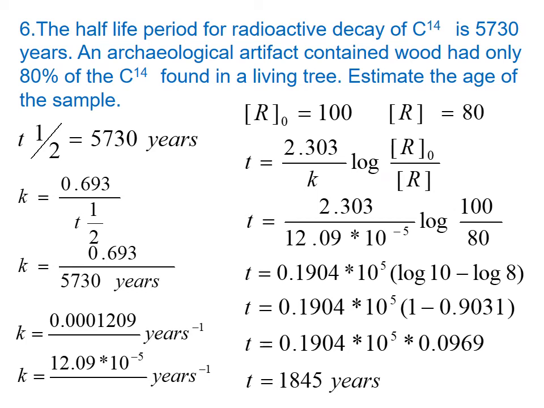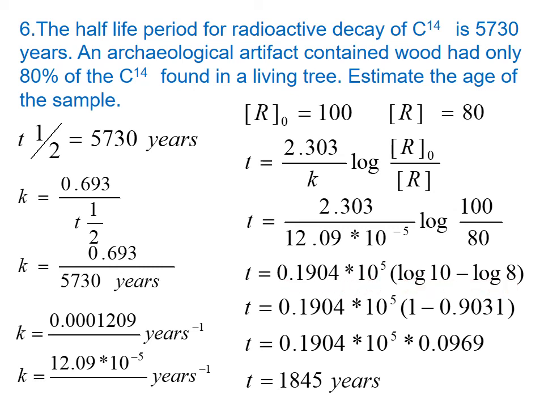Then time is equal to 2.303 by k. k we already calculated. What is the value? 12.09 into 10 raised to minus 5, into log R0, which is 100%, the initial concentration, divided by 80. R is 80. Then t is equal to 2.303 divided by 12.09 into 10 raised to minus 5. The value is 0.1904 into 10 raised to minus 5, which becomes 10 raised to 5, into log 100 by 80.